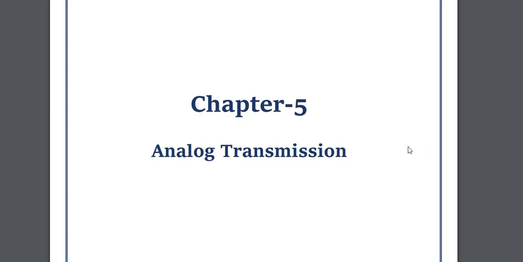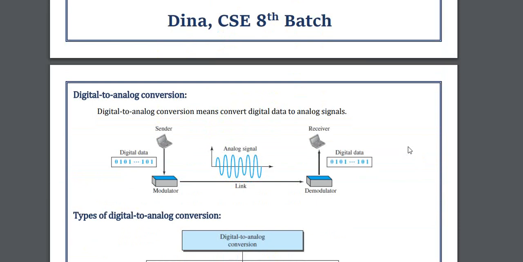Hello everyone. Today we are in chapter 5 and our discussion topic is analog transmission. In analog transmission we need to transform the digital data into analog signals. Here, digital to analog conversion starts from digital data. The modulator transforms this digital data into an analog signal, and then the demodulator again generates the digital data.